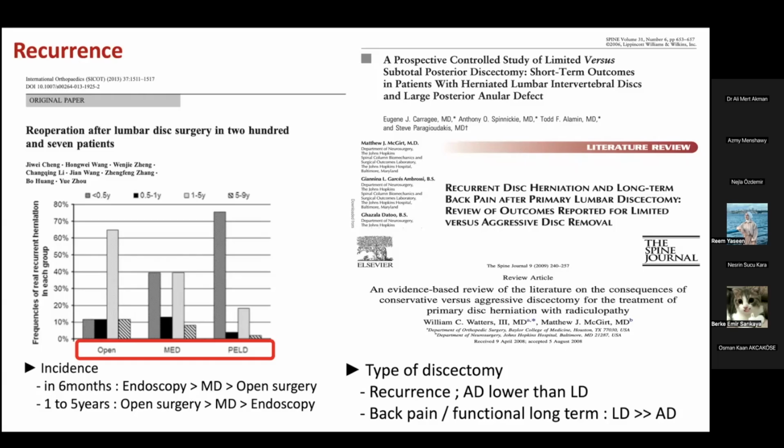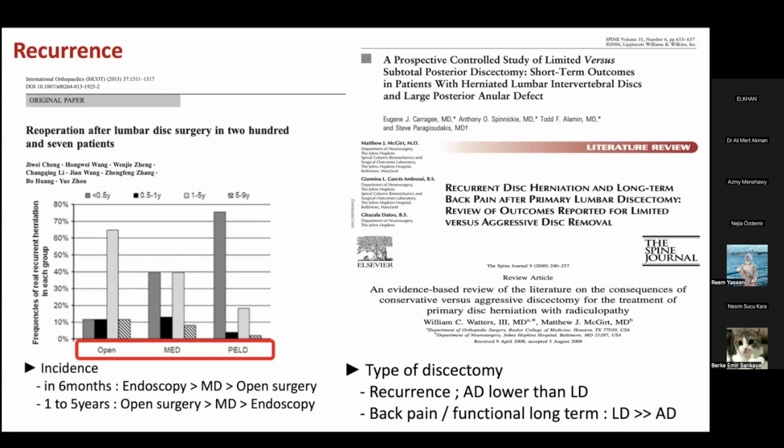We need to understand how this works. There are certain ways to prevent the recurrence and lower the recurrence rate. One of the easiest ways would be doing a little bit more aggressive discectomy. But we need to understand that doing a more aggressive discectomy would lower the risk of recurrence, but at the same time, in terms of back pain or functional outcome of the procedure, limited discectomies are better than aggressive discectomies. So this should be more of a case-by-case, patient-by-patient decision based on the surgeon's experience.